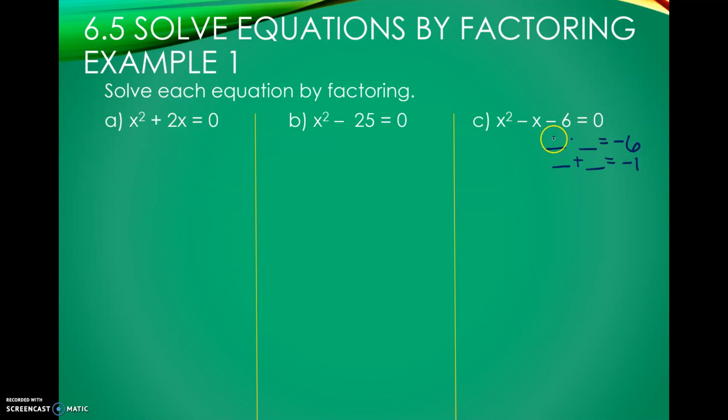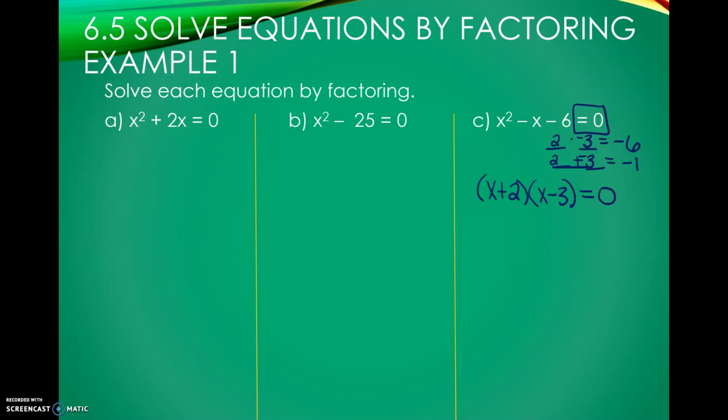That would definitely be 2 and 3. Which one would need to be negative? The 3. The 3 would need to be negative. So this would factor into (x + 2)(x - 3), and then think about the fact that this said equals 0.